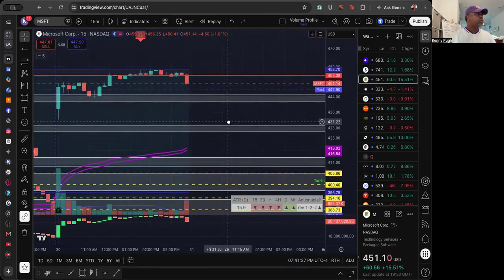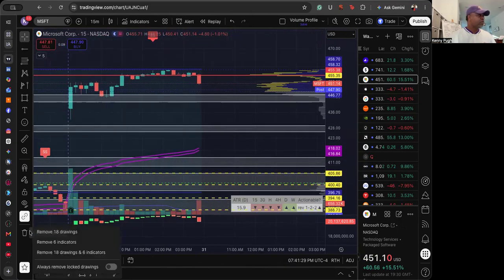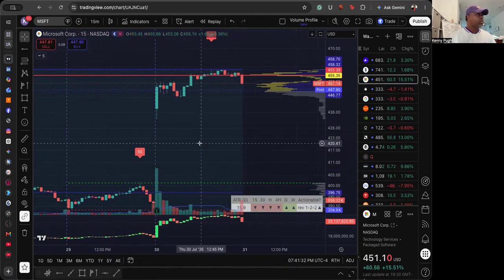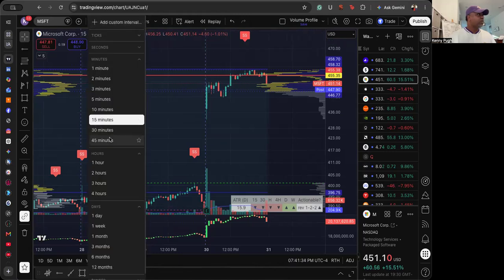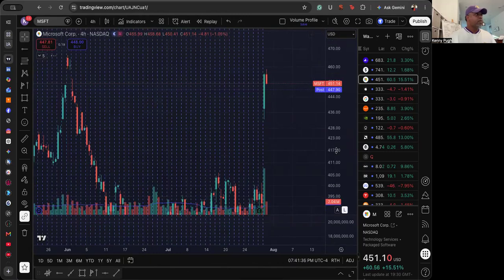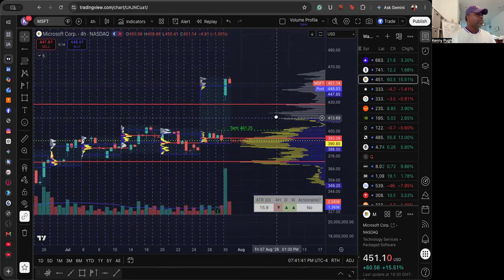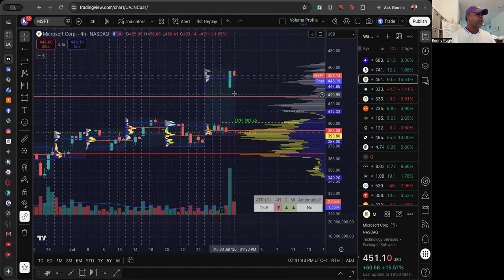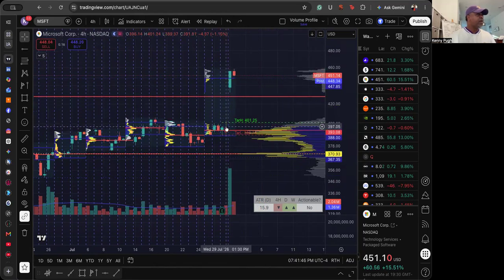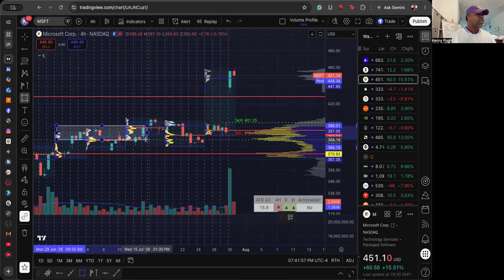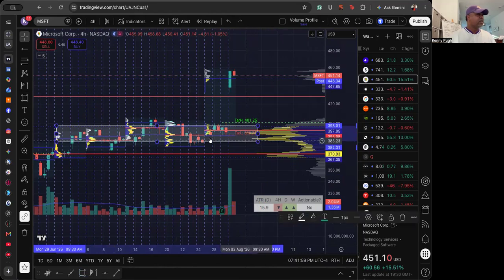Let's take a look at Microsoft. So this is what we're looking at on Microsoft. Go to the 4 hour visible range volume profile. Allows me to see what's happening. We see a significant gap up from Wednesday to Thursday. We see a significant gap up, and that's because of earnings. Looks like, yeah, earnings took place, and so chart this out.